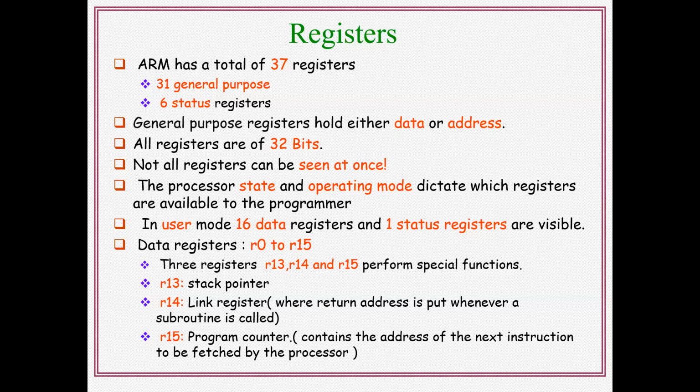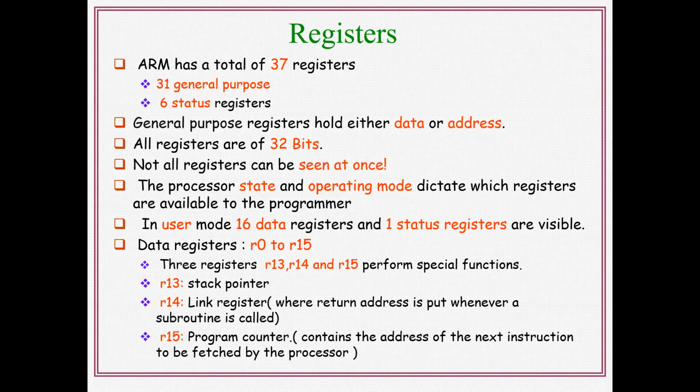The data registers are R0 to R15. All registers are uniform in name, R0 to R15 all start with R, and uniform in size. All registers are 32-bit registers. So there is no separate program counter, stack pointer, or link register. But here, three registers, R13, R14, and R15, perform special functions. So there are a total of 16 registers, and of those, R13, R14, and R15 perform special functions.